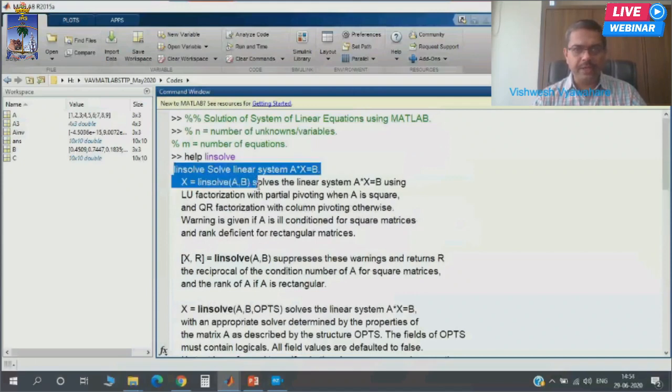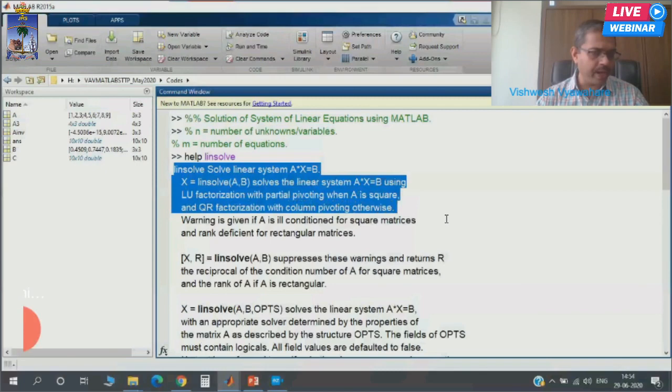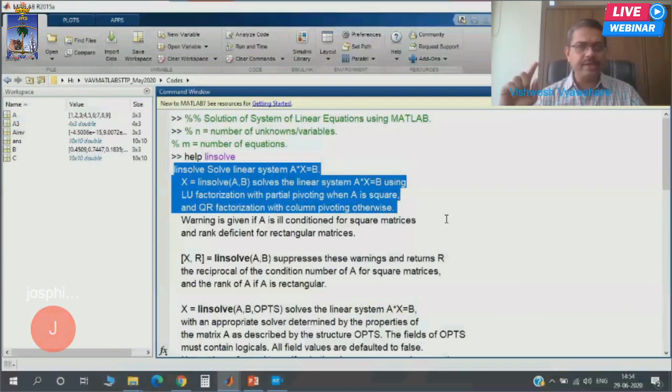No need to read the complete thing. Okay, now look at this. How do we generally solve this AX equal to B, assuming that A is invertible? X is equal to B into A inverse, right? We post multiply by A inverse.